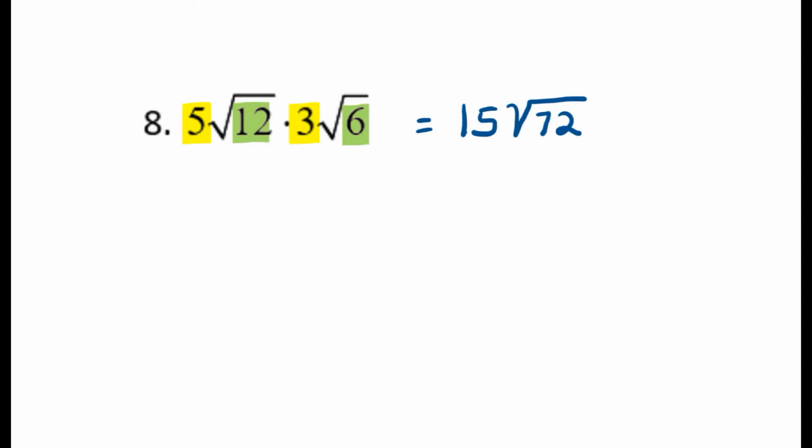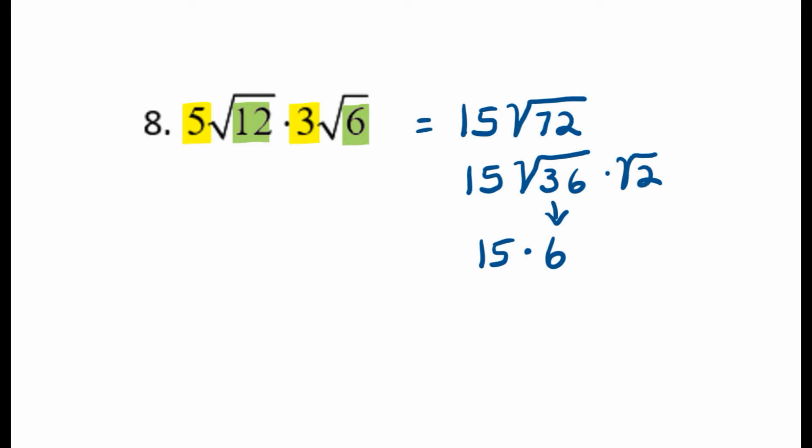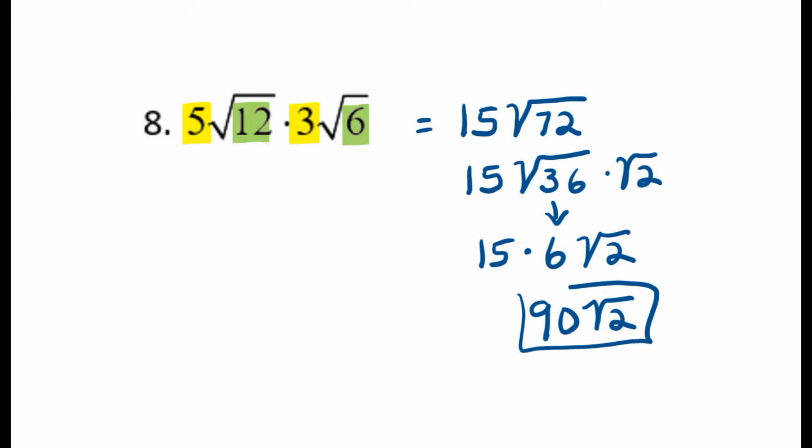So 72 has a perfect square in it. So 72 is 36 times 2. So I can separate it into the square root of 36 times the square root of 2. And again, we know that the square root of 36 is 6, and we're going to multiply it by the 15 that's already outside the radical, and then keep the 2 underneath the radical. 15 times 6 is 90, so our final answer is 90 times the square root of 2.